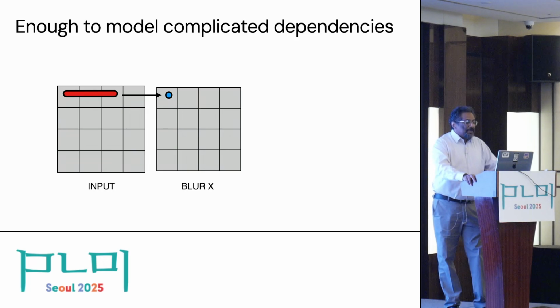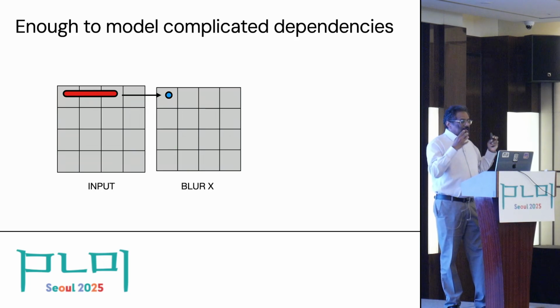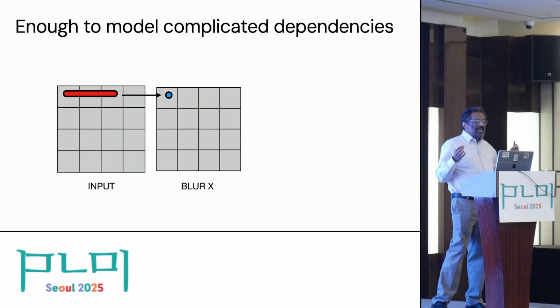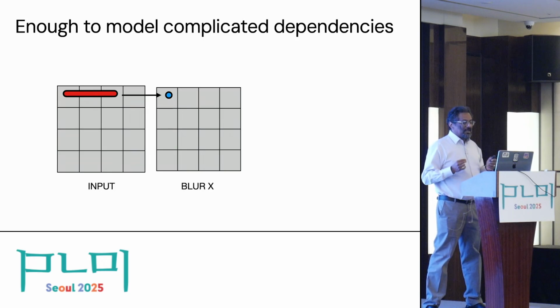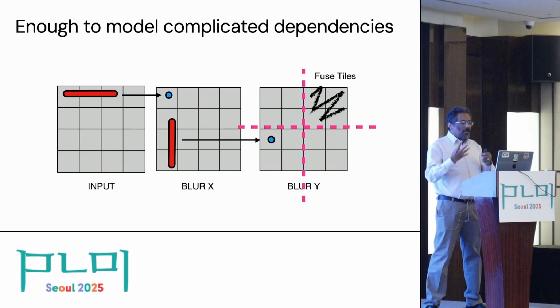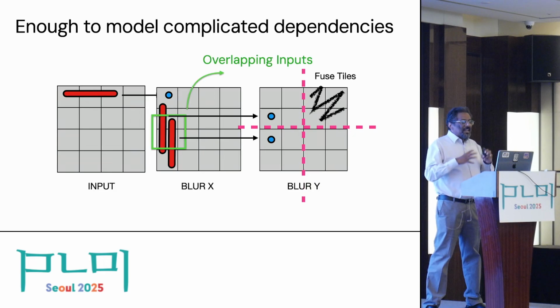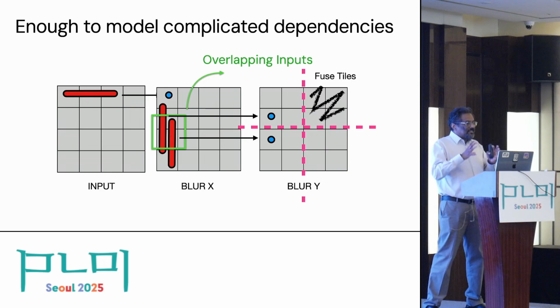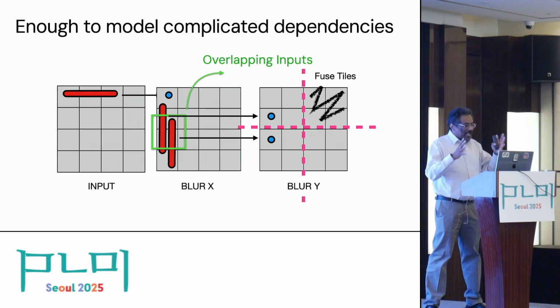So for example, if you have something like a blur, the X blur will take in multiple elements out of a row and produce one element. And a blur Y will take multiple elements out of a column and produce one element. And you want to work that together and do it blockwise. In order to do that, there are a bunch of overlapping inputs that you need to deal with, and the Fern description, the producer-consumer relationship, can capture that combination in here.